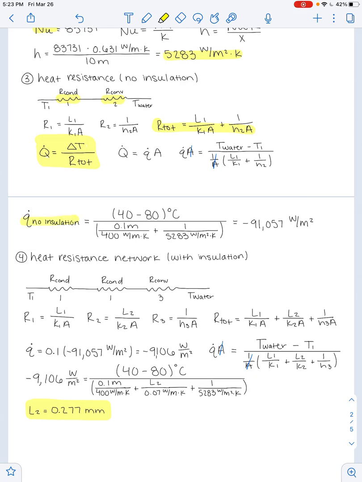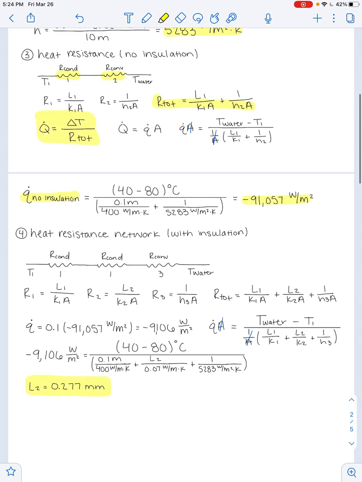And the heat flux from the system when there's no insulation is negative 91,057. Then, looking at the heat resistance network with the insulation, there are 2 different conductive heat transfers and 1 convective, which can find the following R total, where the only unknown is L2.